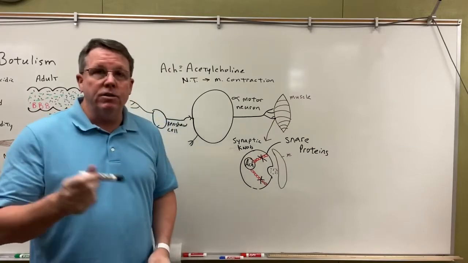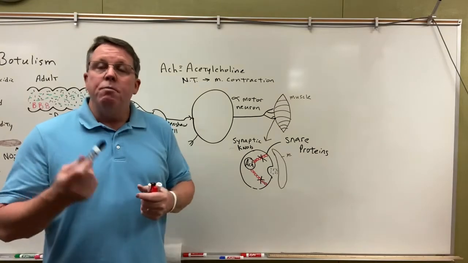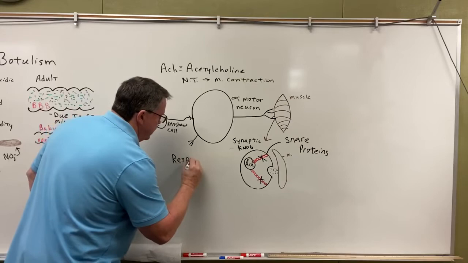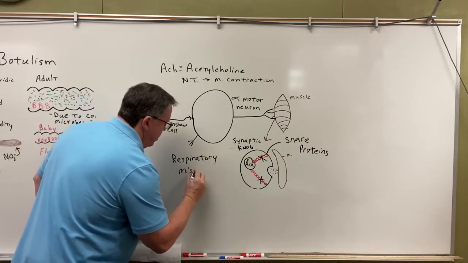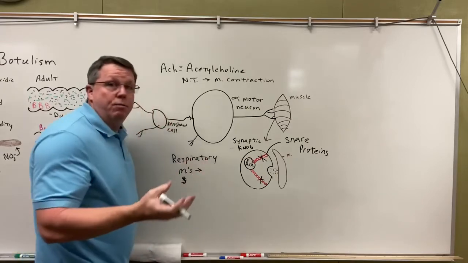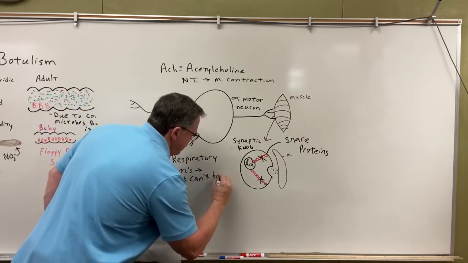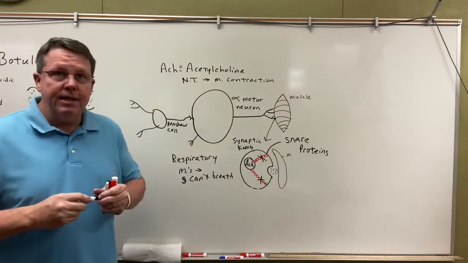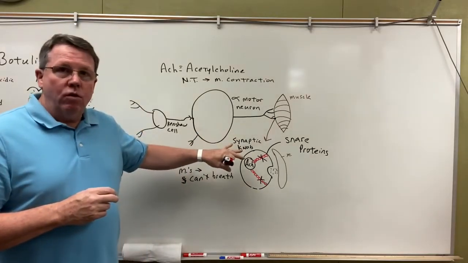Now here's the thing also: for the most part, if it affects some muscles, that's okay. But it also can affect the respiratory muscles. These are the muscles that are between your ribs. And if it affects the respiratory muscles, you can't breathe. We call it shortness of breath. I'm just going to say can't breathe as it gets advanced. And then once you can't breathe, obviously death is going to occur. So that's how botulism is going to work.